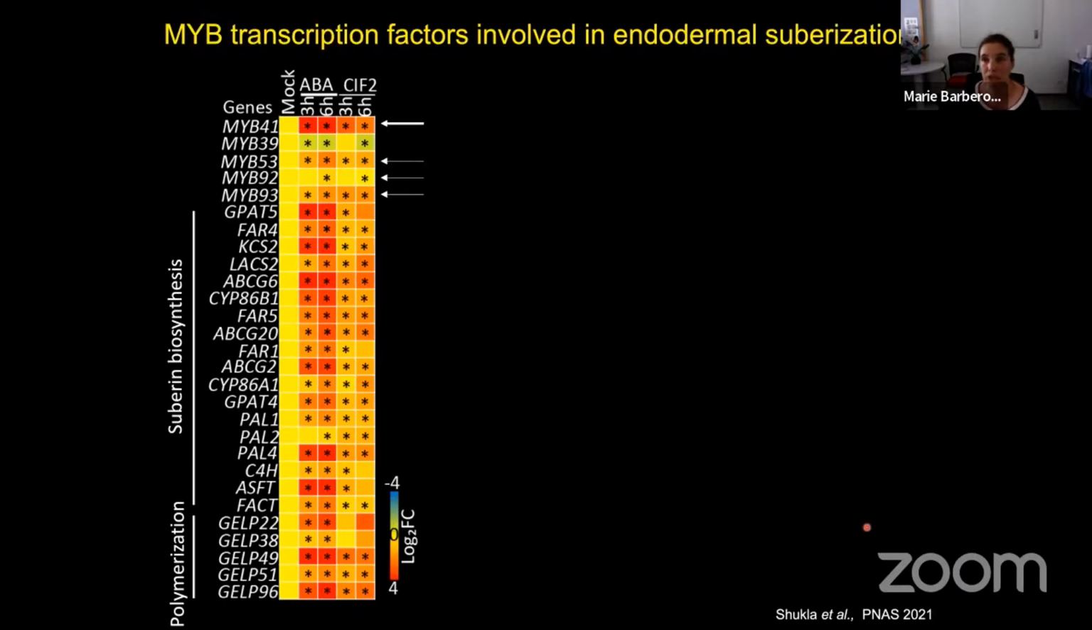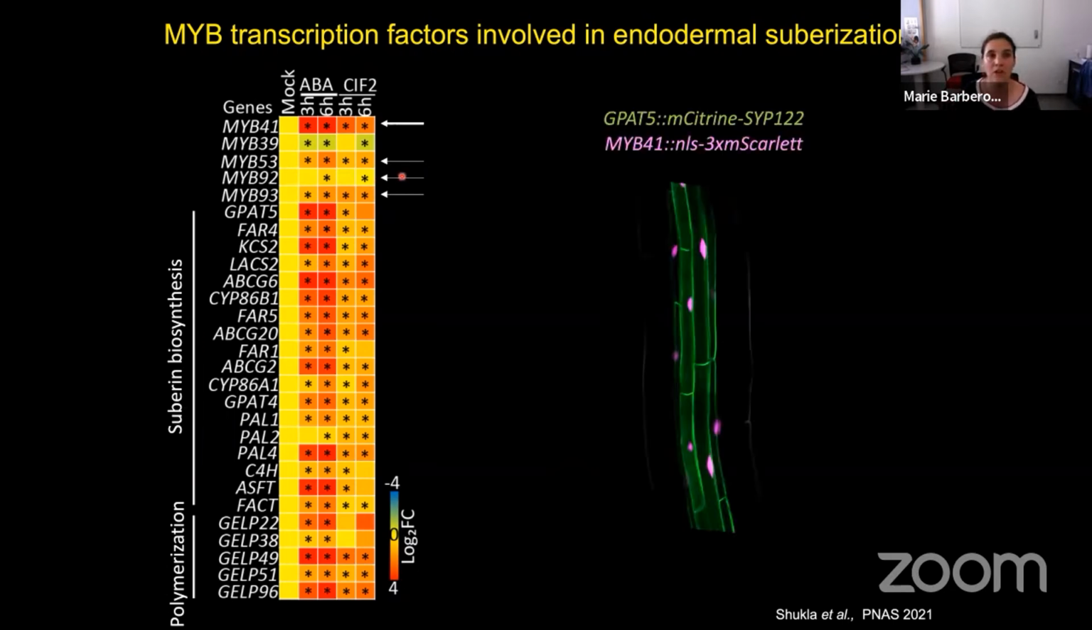And by analyzing gene expression of different transcription factors, especially some MIP transcription factors that were highly suspected to be involved in the process before, I'm not going to show you the detail of that for the sake of time, we found that several of these MIP transcription factors were expressed at much higher level in response to ABA or CIF peptide when we look at their expression in roots. This is particularly the case for MIP41, but we also see the same trend for MIP53 and 93, and also, to a lower extent but still significant, for MIP92. So we decided to study this transcription factor in more detail.